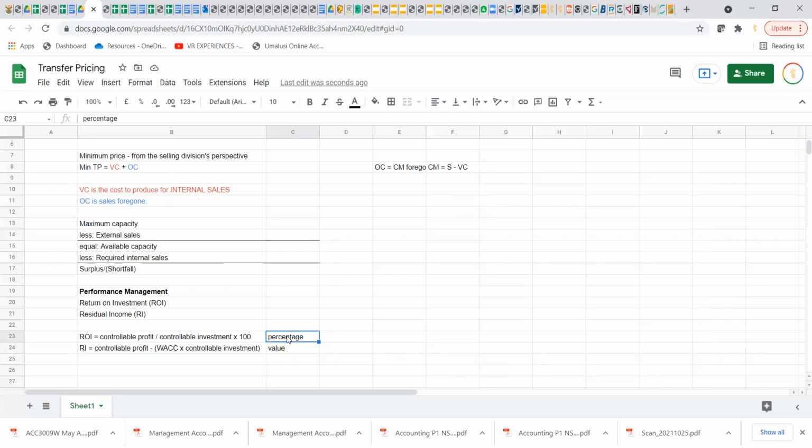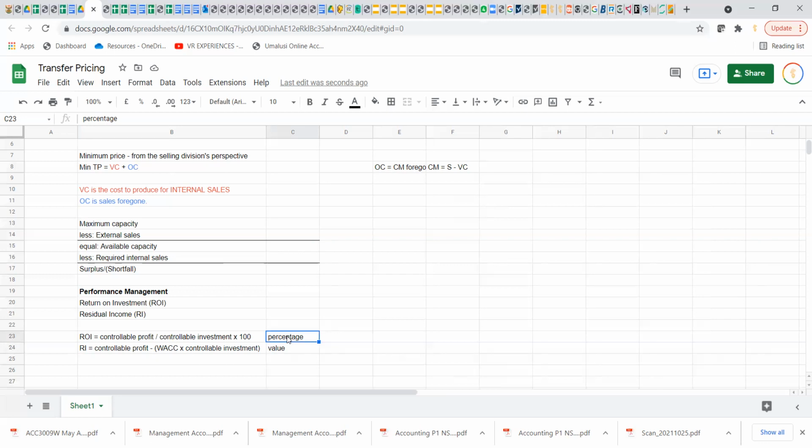The negative of ROI is that it does not always incentivize management to make the right decision. Because all they worry about is a percentage, it may incentivize them to make wrong decisions. So that's basically the pros and cons.